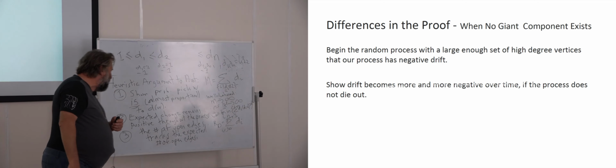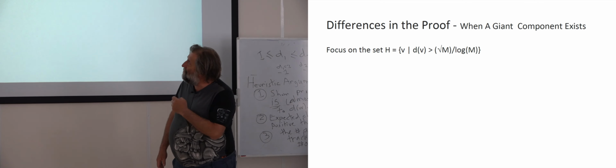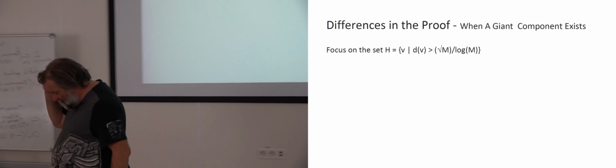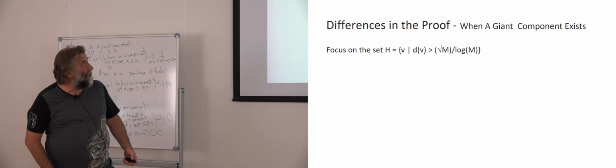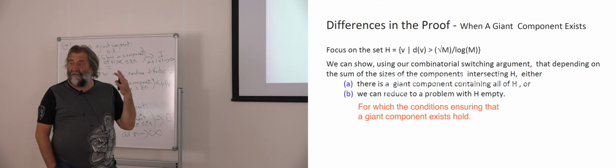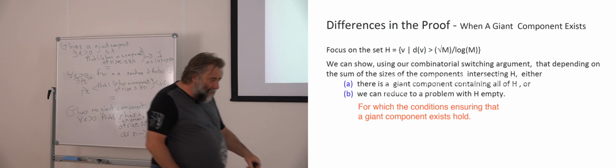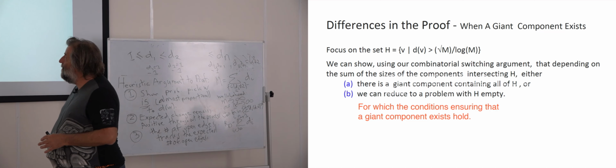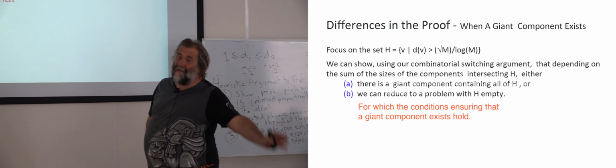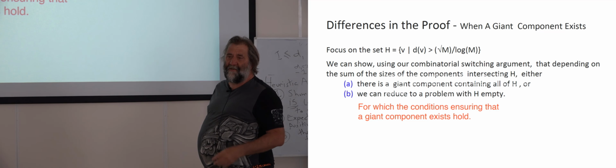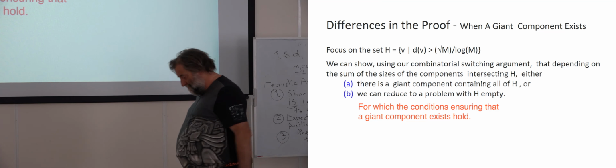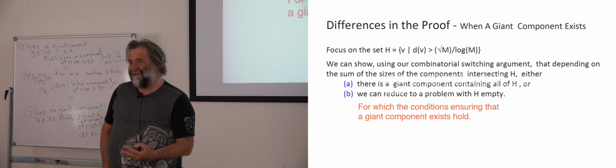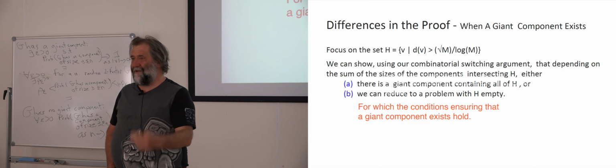So what happens when you're in the supercritical case, with a giant component? You look at the high degree vertices, meaning those with degree higher than root m over log m, and you expose the union of the components containing those high degree vertices. There are two things that can happen. Either the sum of the sizes of all those components containing a high degree vertex is linear, or it's not. If it's linear, then using the switching arguments you can show that it's just one component, and you have a linear sized component.